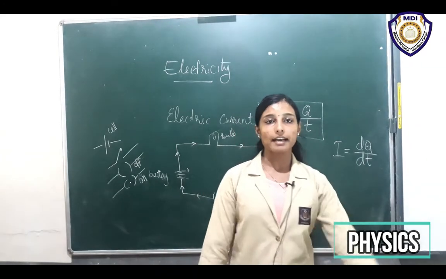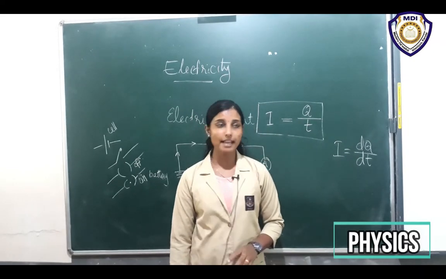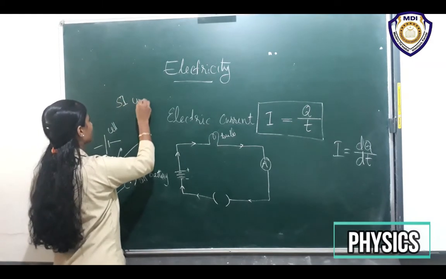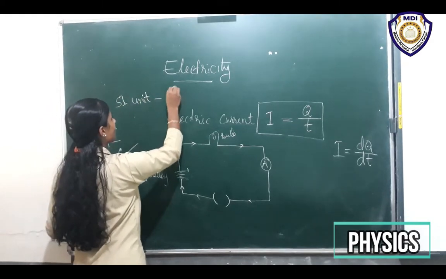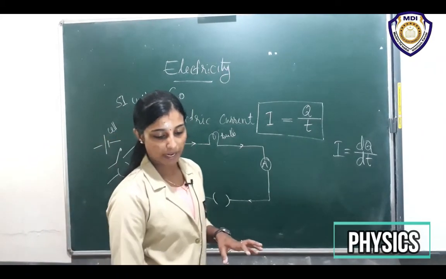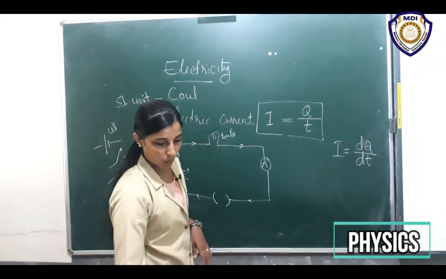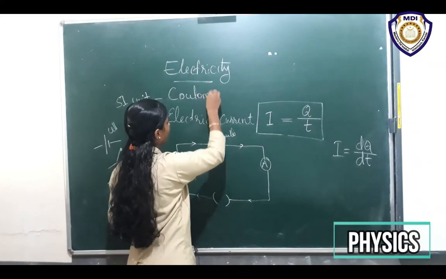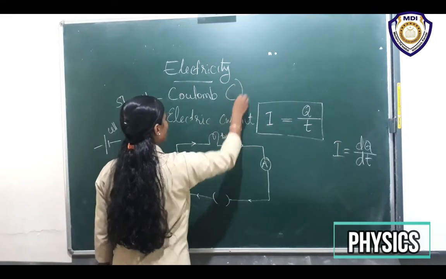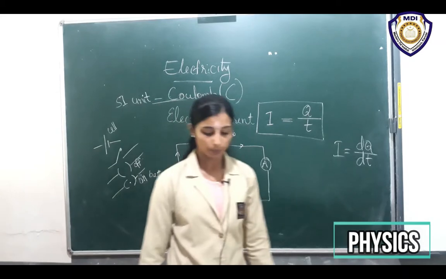This current has a unit of what? The SI unit of current is Coulomb. Coulomb has a spelling, you have to note the spelling. C-O-U-L-O-M-B. Okay, this is Coulomb, right? And it is also written as C. So the SI unit of current is Coulomb.